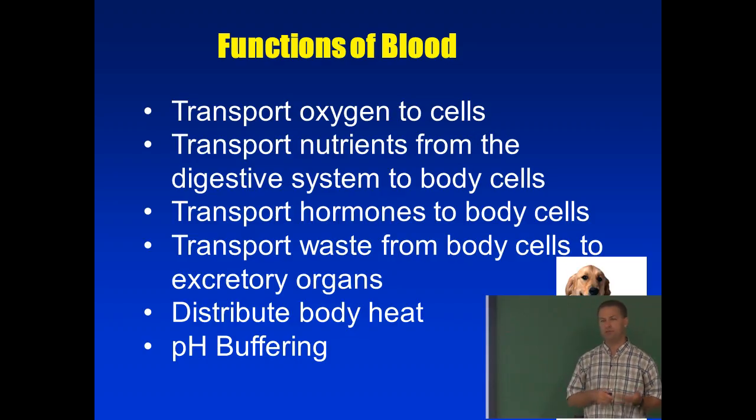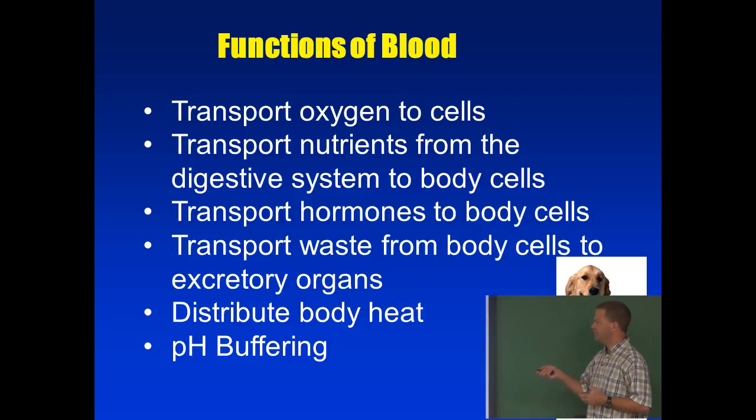Okay, so functions of blood. You probably already know that blood carries oxygen, right? Okay, it carries oxygen to the tissues. That's the function of our red blood cells. But it also carries nutrients. Okay, think about blood glucose. As glucose is generated through digestive processes, we're carrying that glucose to the cells, and those cells are taking up that glucose. Same with amino acids and proteins and things like that.